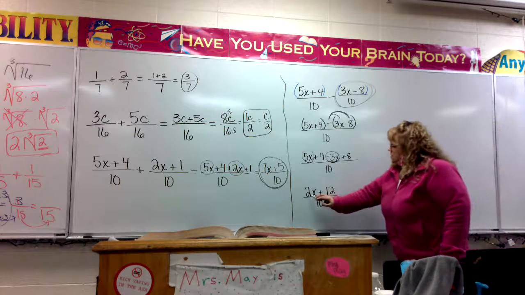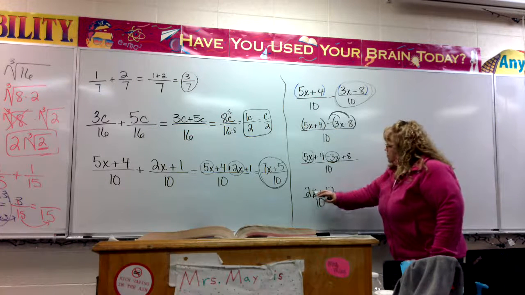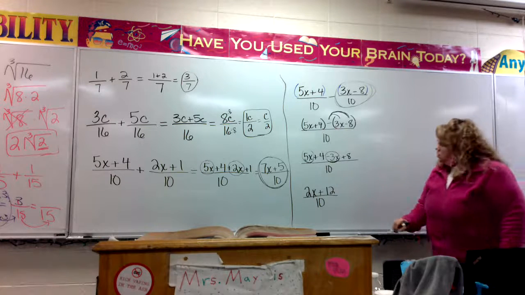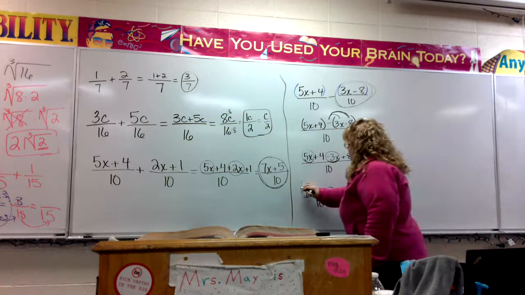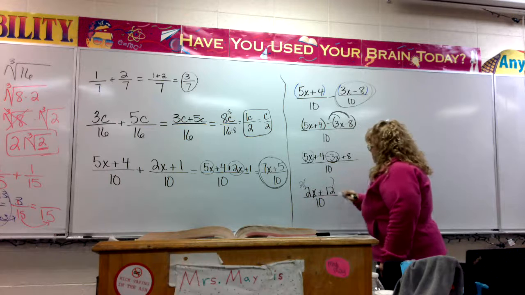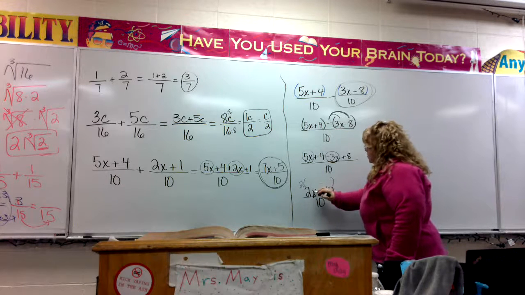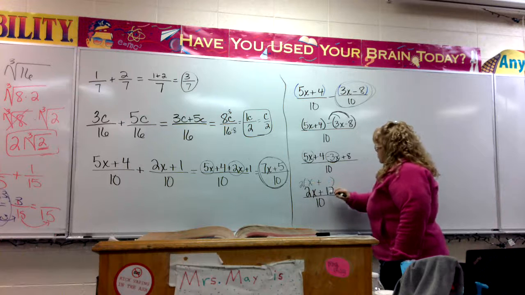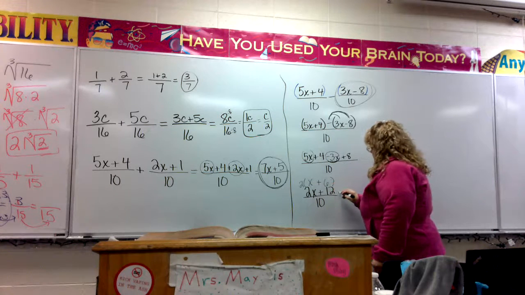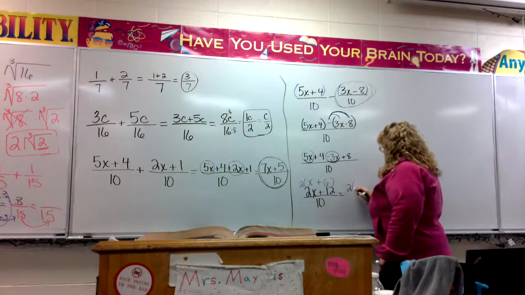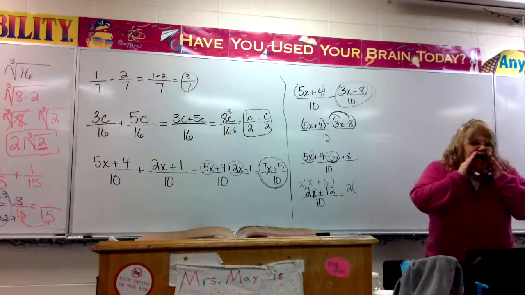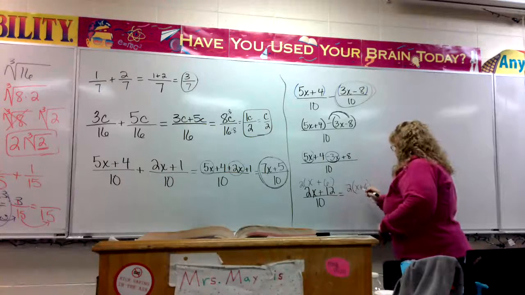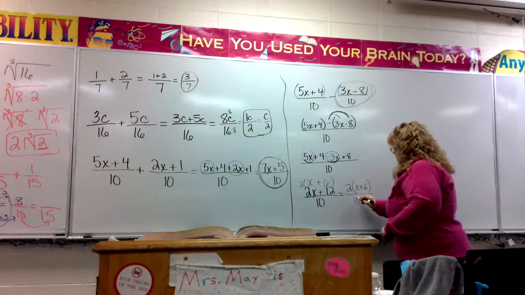Do you notice what goes into all of those? Is it right that I could factor out a 2 up here? If I factor a 2 out of there, it's x. 2 times what is 12? So really, it's 2 times (x + 6) over 10.